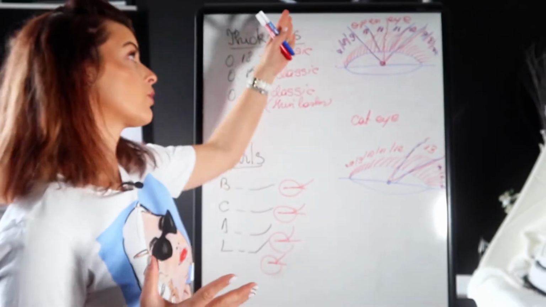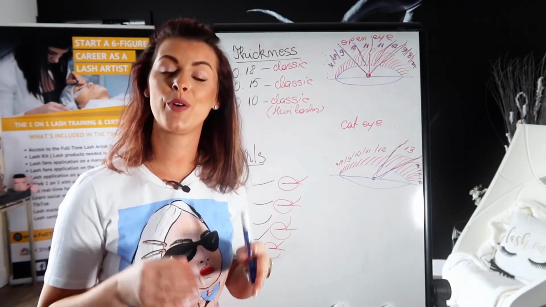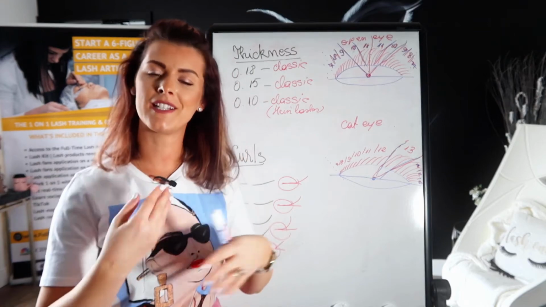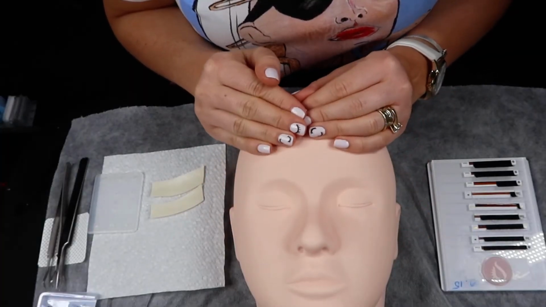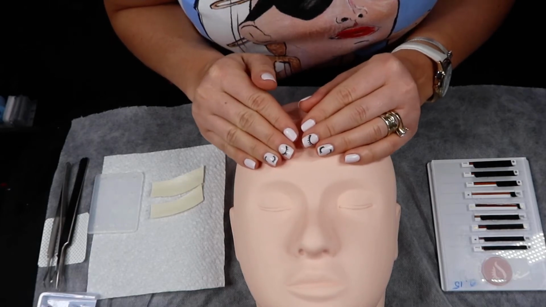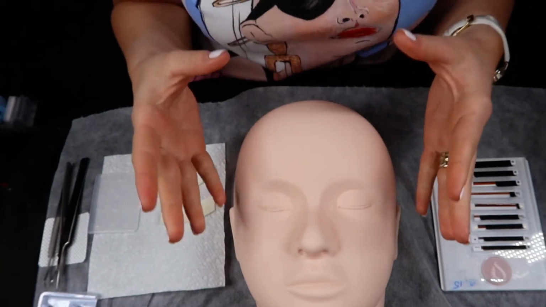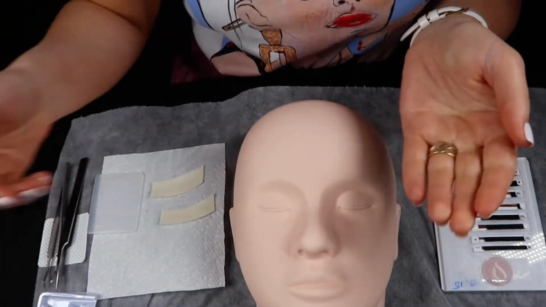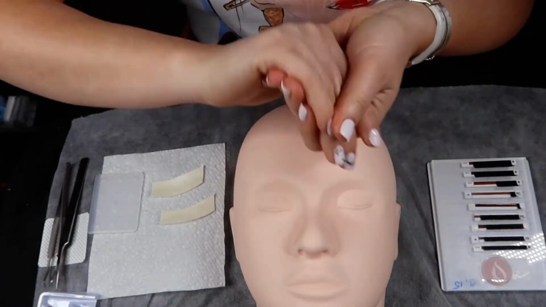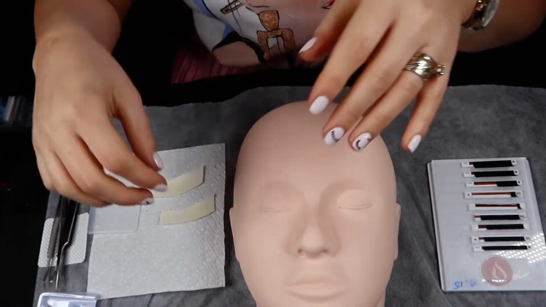Now, because you understood all the thickness, the curls and the styles, I'm going to do a demo on the mannequin, so you will basically understand a little bit more. Okay, now I'm going to show you exactly how I apply the pads, how I do the map, and how I do the application of lashes. So first thing first, I'm going to sanitize my hands, and then I'm going to apply the pads.